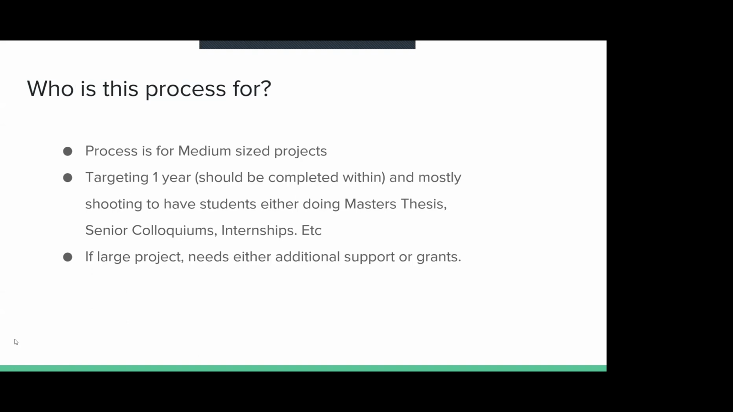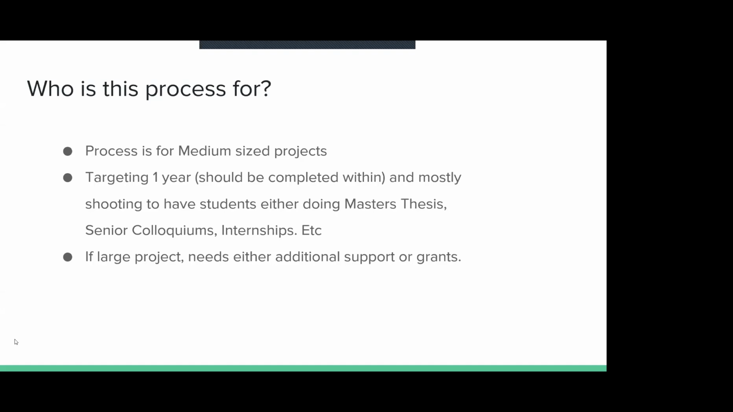So these, as we've been saying, we look for medium-sized projects. We don't want anything too large that might take several years to finish. Not in general, you know, if that happens to be the case, case by case, we might consider it, but we seek medium-sized projects. We target around a year.